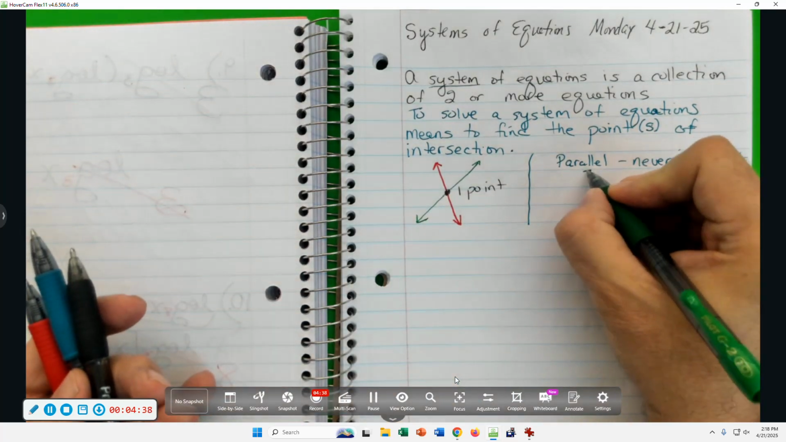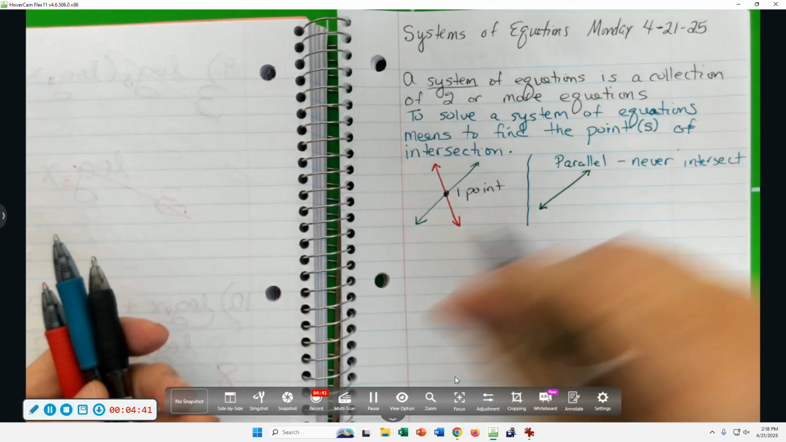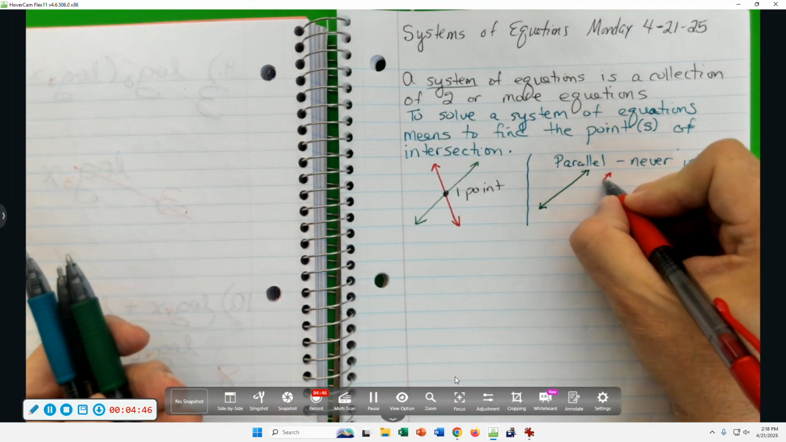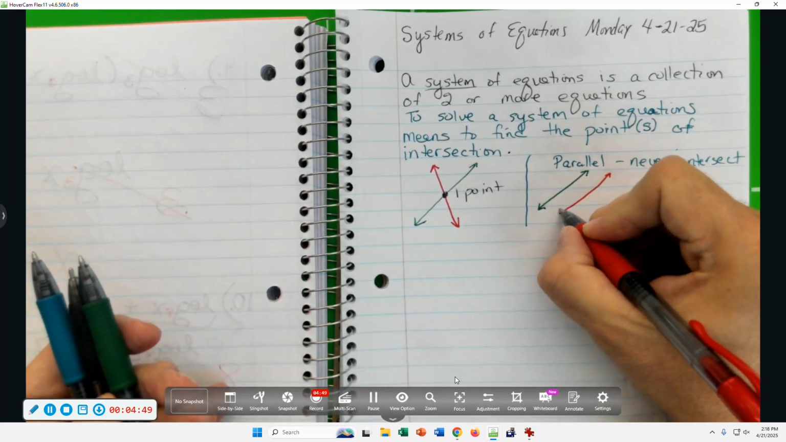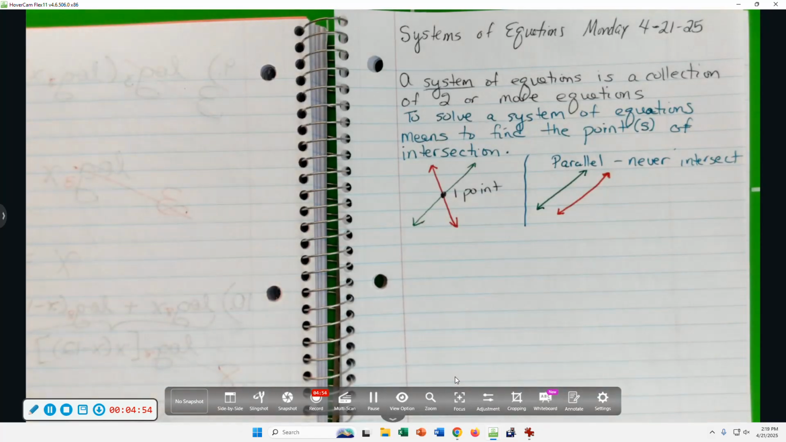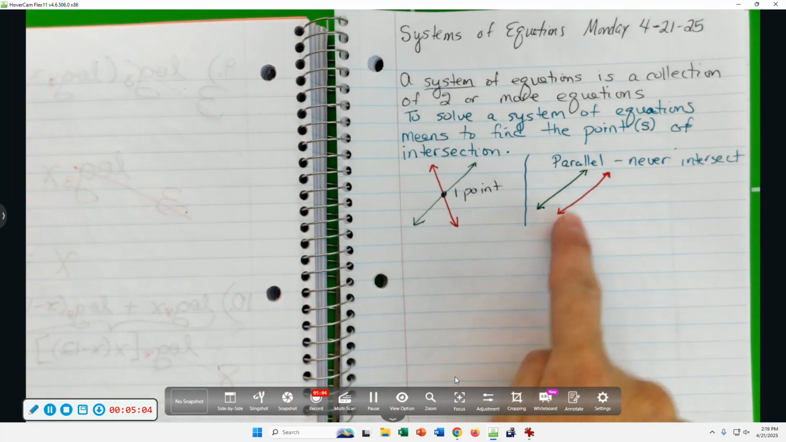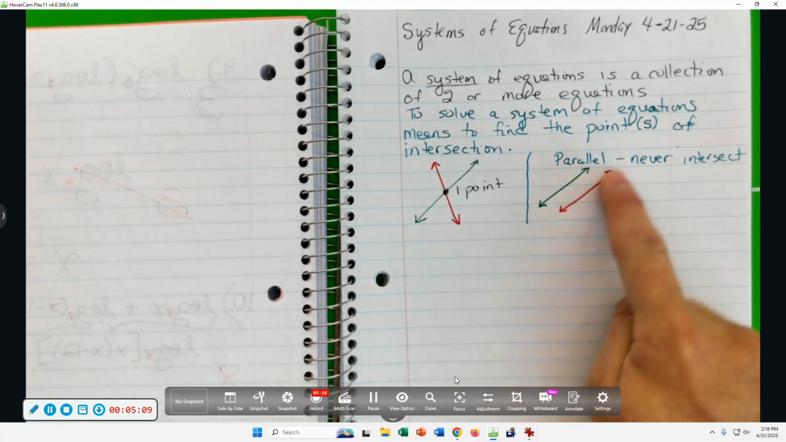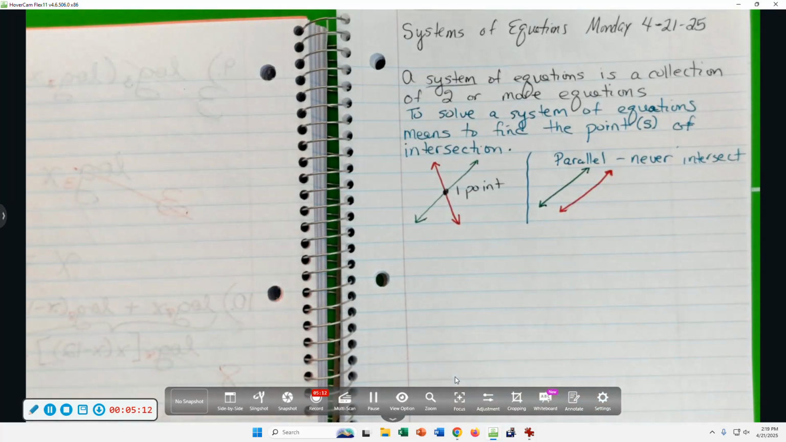I'll attempt to draw parallel lines, something like that. There's one. Pretend they're parallel. I say pretend because if I kept drawing them out, eventually they'd intersect, okay? But that's only because my lines aren't truly lines, are they? They're just marks. I can tell that's sort of curved right there, okay? So parallel lines never intersect, so there's no points of intersection.